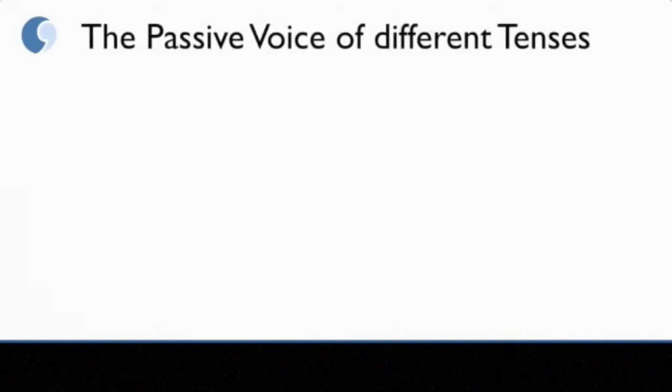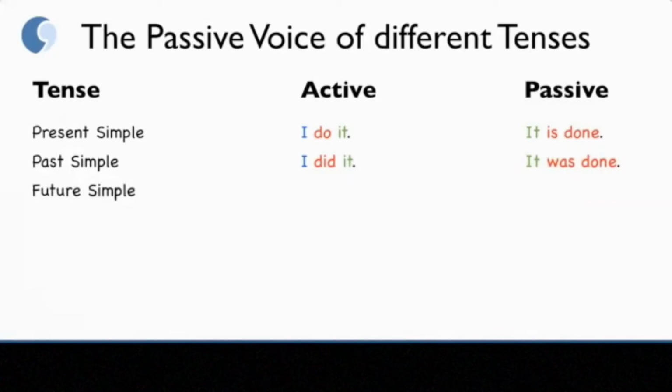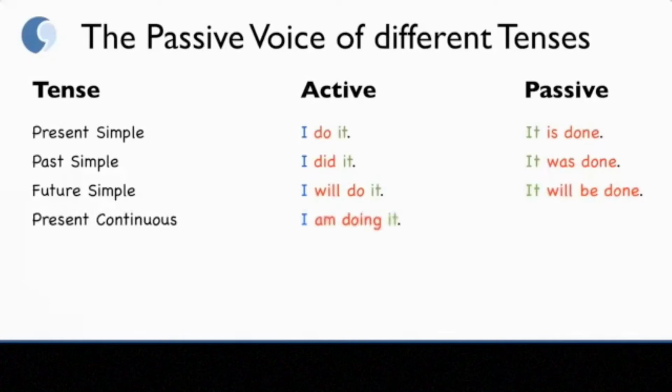Okay, let's have a look at the passive voice in different tenses. Present simple, active: I do it. Passive: it is done. Past simple: I did it. It was done. Future simple: I will do it. It will be done. Present continuous: I am doing it. It is being done.